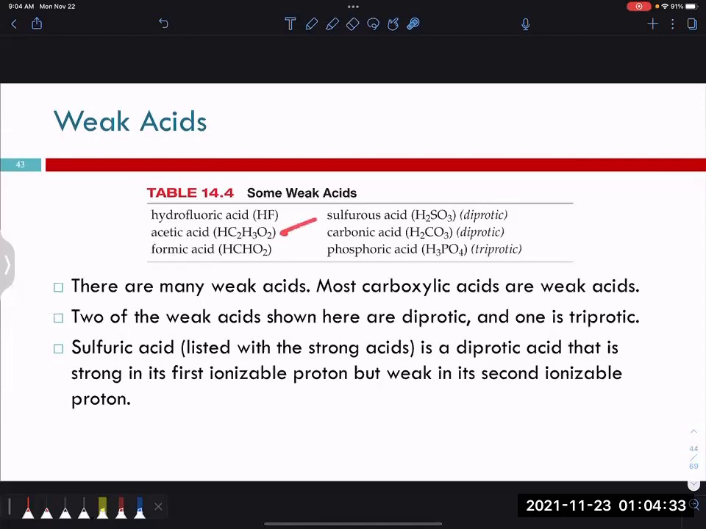And then the rest of these are things like acetic acid, formic acid, so organic acids, meaning mostly carbon. Sulfurous acid, carbonic acid, and phosphoric acid is actually a weak acid, although in this class, we treat phosphoric acid as a strong acid. You can see that phosphoric acid has 3 hydrogens in front of the molecular formula, so it's triprotic.